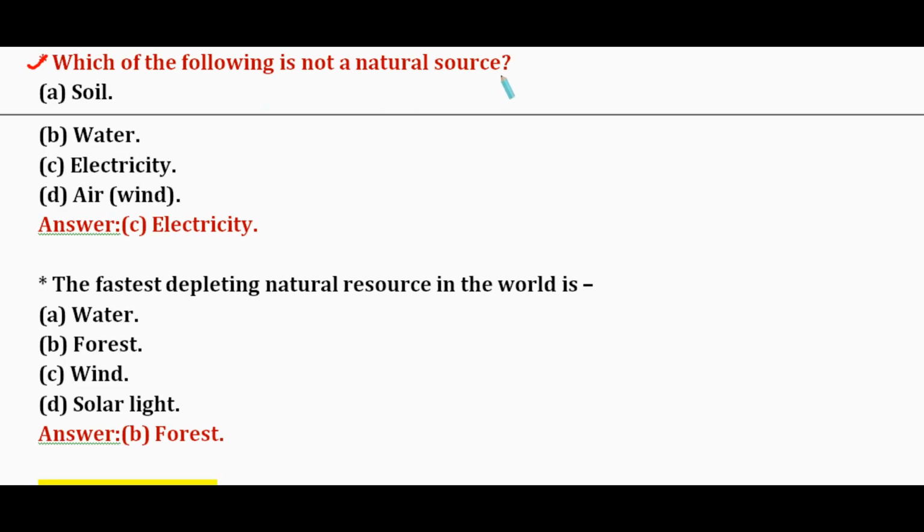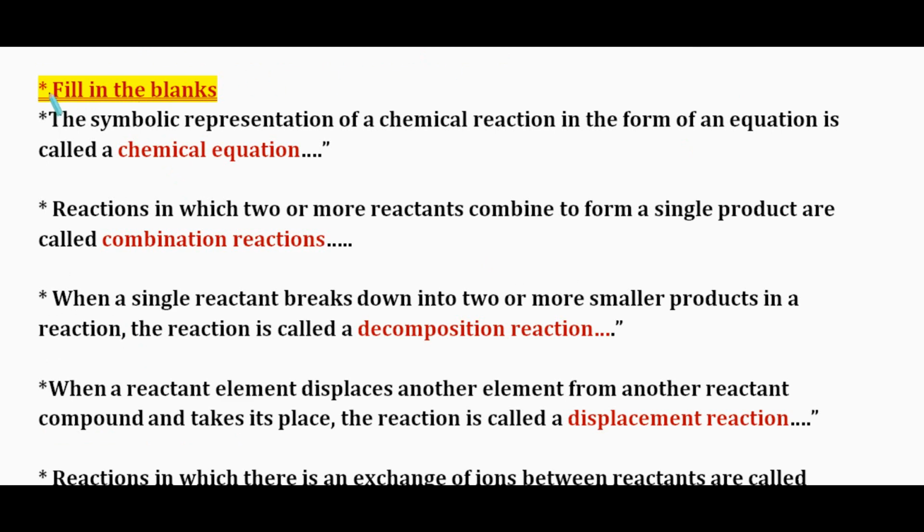Which of the following is not a natural resource? Soil, water, electricity, air, wind. The correct answer is electricity, it is not a natural resource. The fastest depleting natural resource in the world is water, forest, wind, solar light. The correct answer is forest.